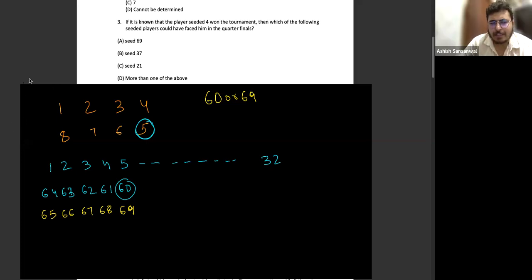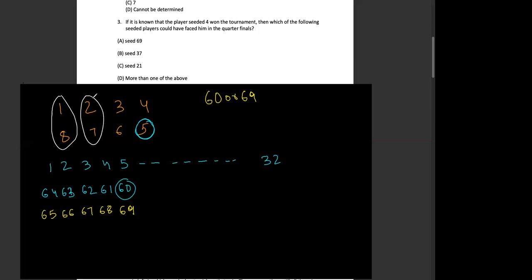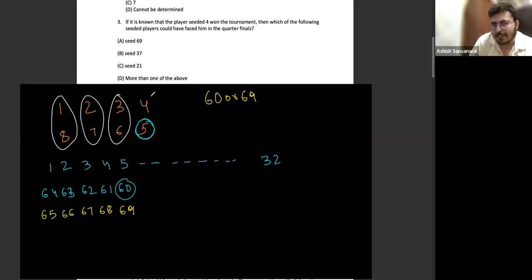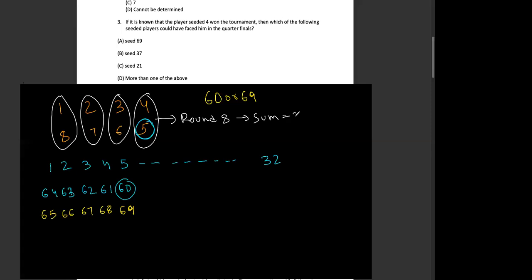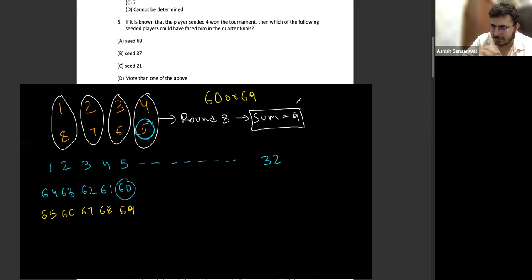Simply, there's a pattern, an obvious pattern. Like, what is 1 plus 8? 9. 2 plus 7? 9. 3 plus 6? 9. 4 plus 5 is 9. So you can say this is the round of 8. In the round of 8, the sum of the teams must be 9. Is this clear? Understood.